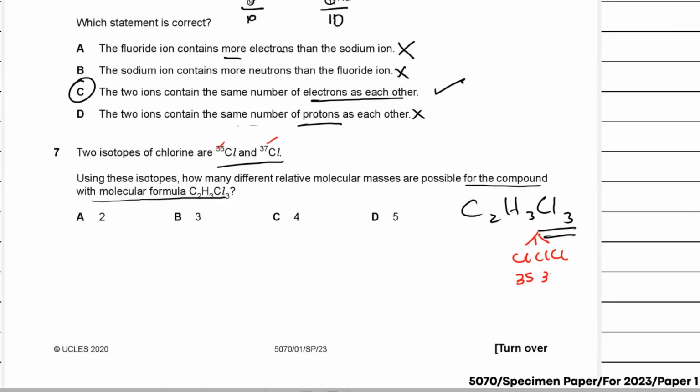That means it could be 35, 37, 35. It could be 35, 35, 37. It could be 37, 37, 35. Or let's say it could be 37, 35, 37. And we're not going to consider all of them as 35, 35, 35 or 37, 37, 37 because it says different molecular masses are possible. So we are not going to consider 35 all and 37 all. So the answer is going to be C.